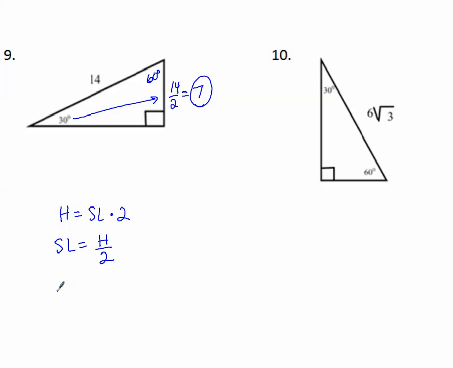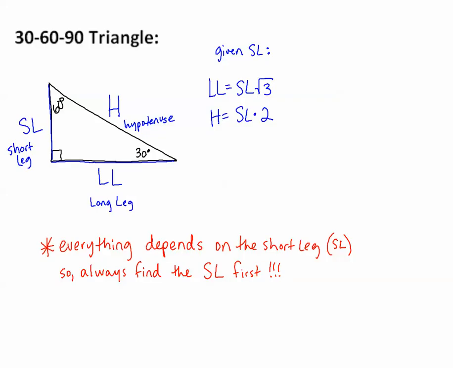Once I know my short leg, remember, everything depends on the short leg. So my long leg formula is the short leg times the square root of 3. Well, my short leg is 7, so my long leg is 7 times the square root of 3. That is it. Let's go back up and write down those formulas given what you have. So given the hypotenuse.